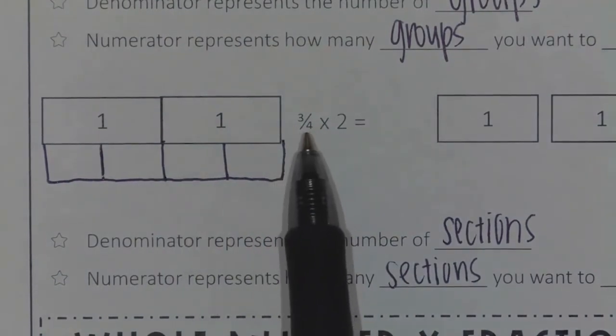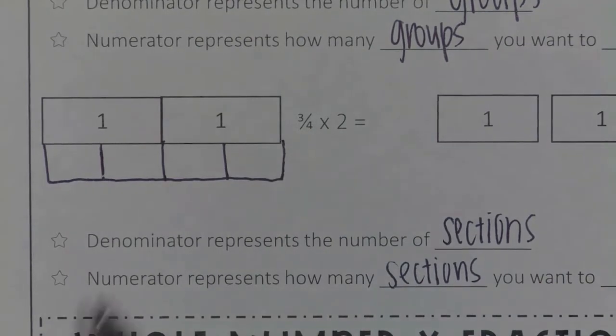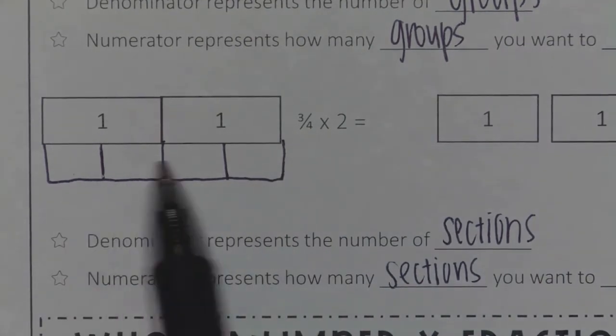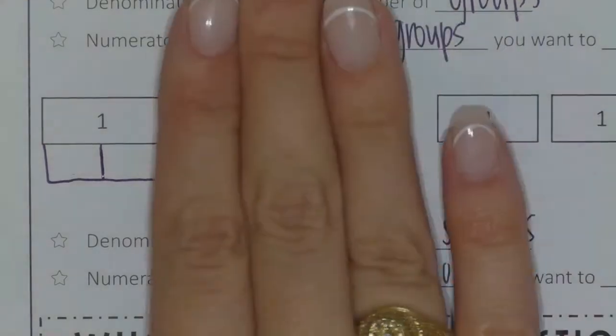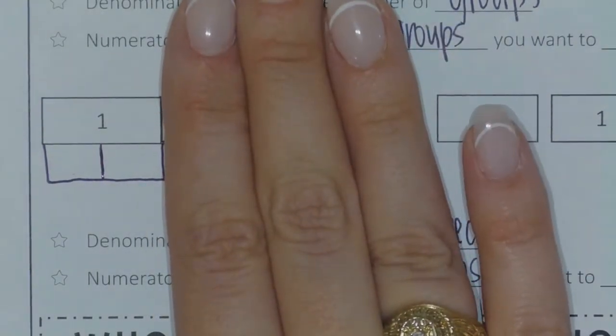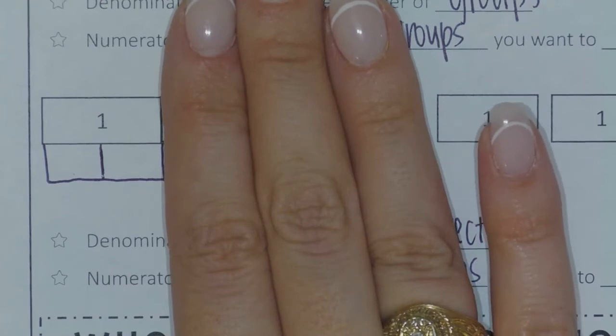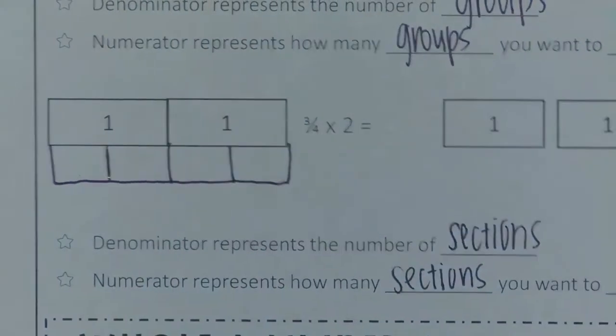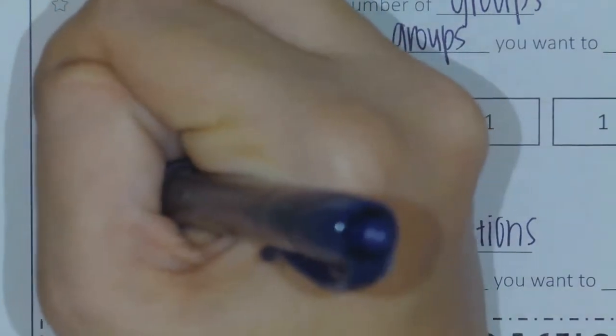That satisfies my denominator. Now, before I move on to the numerator, I have to talk about the value of each of these sections. So I'm going to look at just one of them. If I've taken one whole and I've split it into 2 pieces, that means that each of those pieces has a value of 1/2.